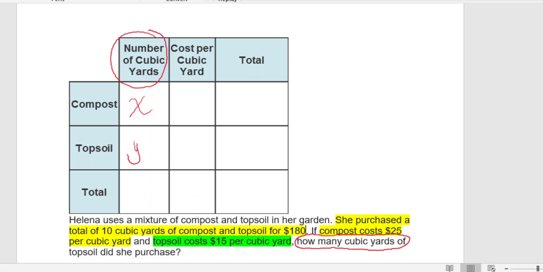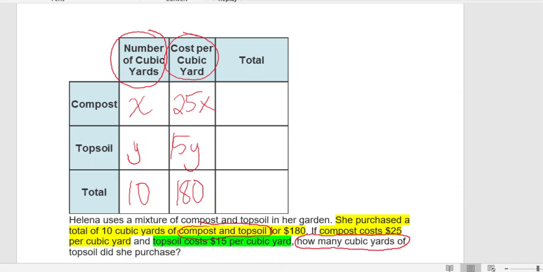She purchased a total of 10 cubic yards of compost and topsoil. So a total number of cubic yards is 10 for $180. So the cost in total is $180. Then it tells us that compost costs $25 per cubic yard, so that would be 25x, and topsoil costs $15 per cubic yard, so that would be 15y.